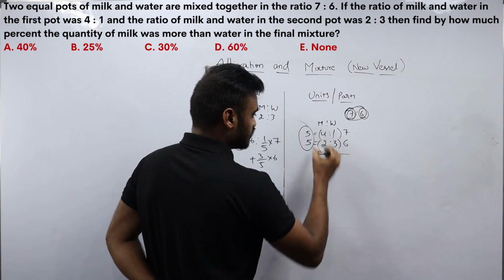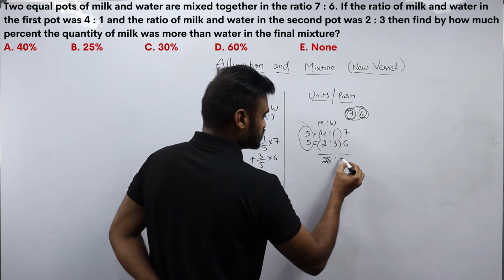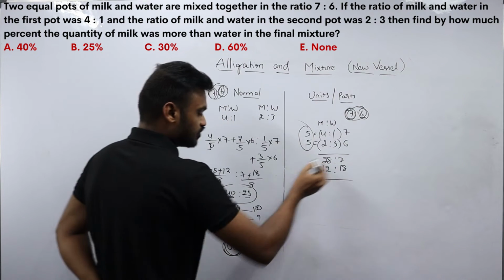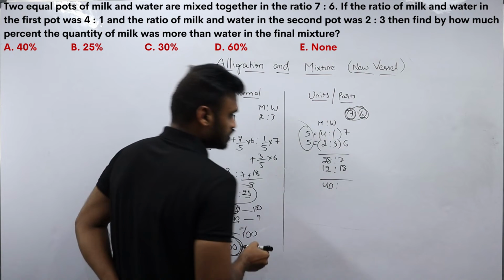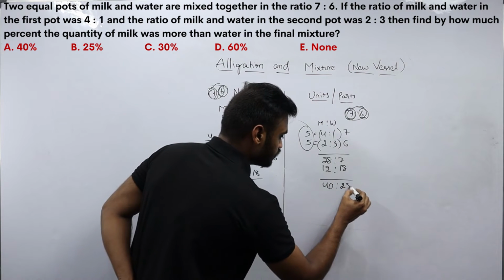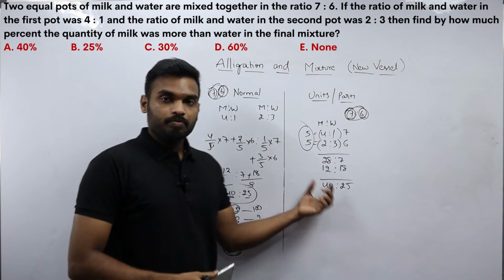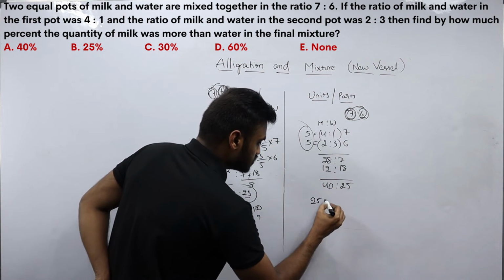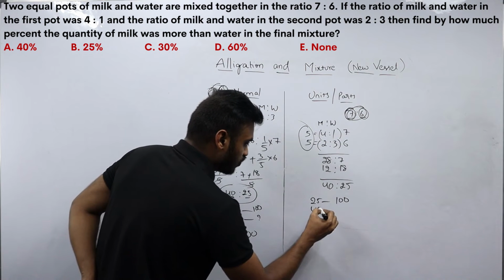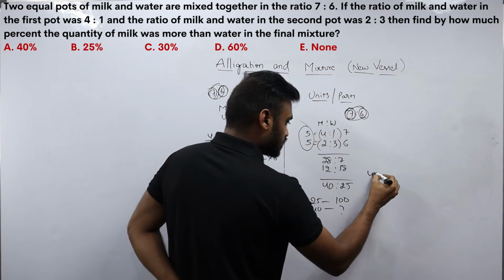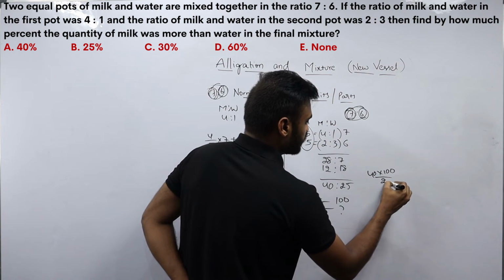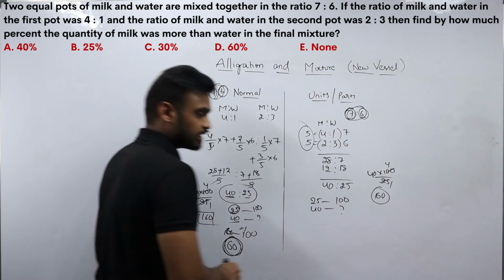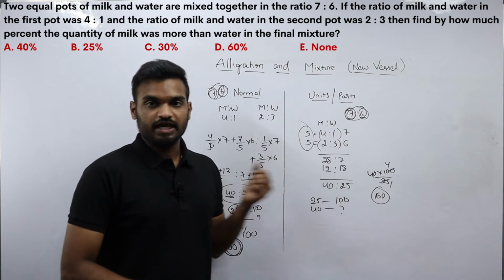I will get 7 fours 28 is to 7 ones 7, plus 6 twos 12 is to 6 threes 18. So I get 28 plus 12, that is 40, is to 7 plus 18, that is 25. Now they are asking by what percentage milk is greater than water. If 25 parts equal 100%, what is the value of 40 parts? We get 40 into 100 by 25. 25 ones are 25, 25 fours are 100, so 40 fours are 160. So milk is 60% more than water in the final mixture.